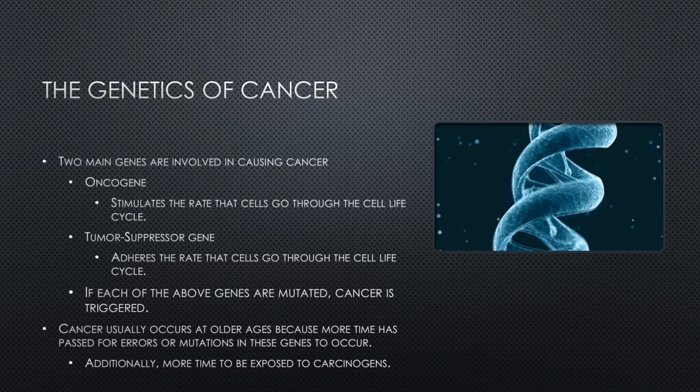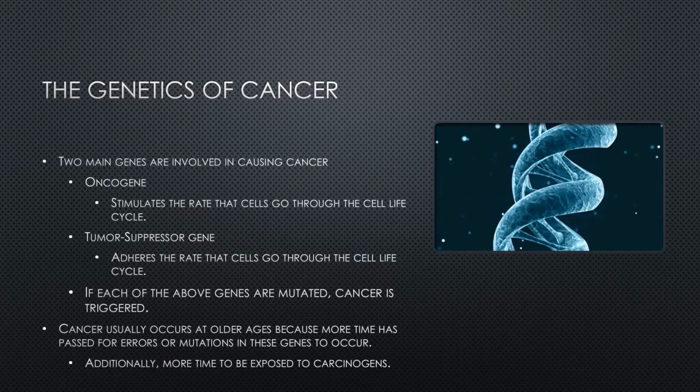All right, so the genetics of cancer. There's many different things that go into cancer. There are many different kinds of cancer, but simply, this is going to be cancer explained. So very simple. There are two main genes involved in causing cancer.